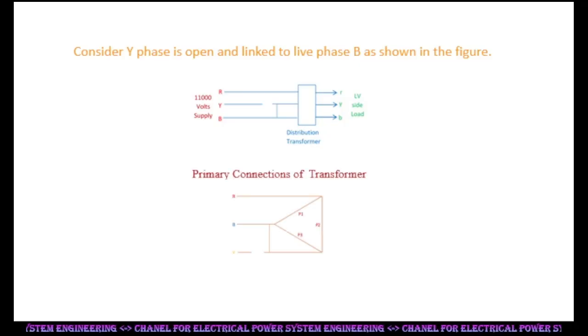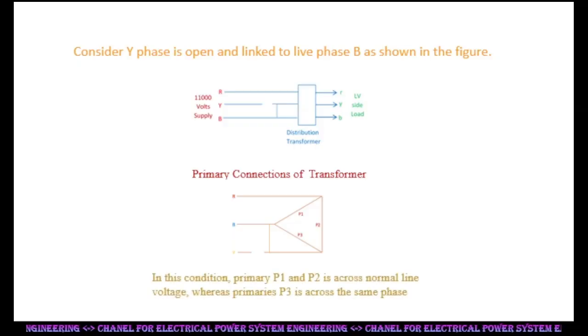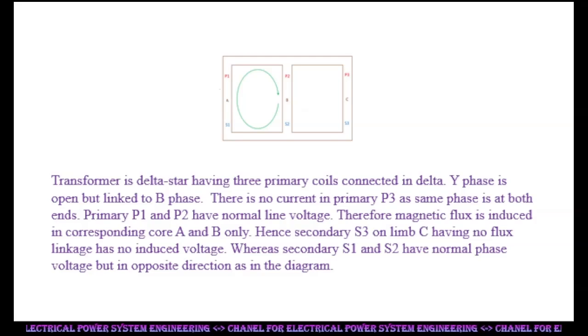In this condition, primaries P1 and P2 are across normal line voltage, whereas primary P3 is across the same phase. The transformer is delta-star, having three primary coils connected in delta. Y phase is open but linked to B phase. There is no current in primary P3 as the same phase is at both ends. Primaries P1 and P2 have normal line voltage.